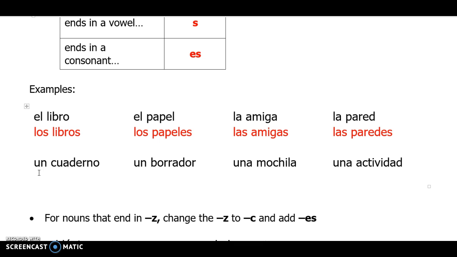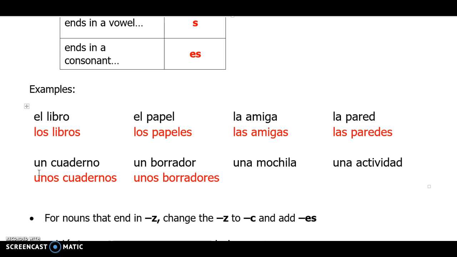Un. Well, un becomes unos. So a notebook is going to become some notebooks. Un cuaderno ends in a vowel. Add the S. Unos cuadernos. Un borrador. You're going to change that indefinite article un to unos. So a changes to some. Borrador becomes borradores. Ends in a consonant. Add es.